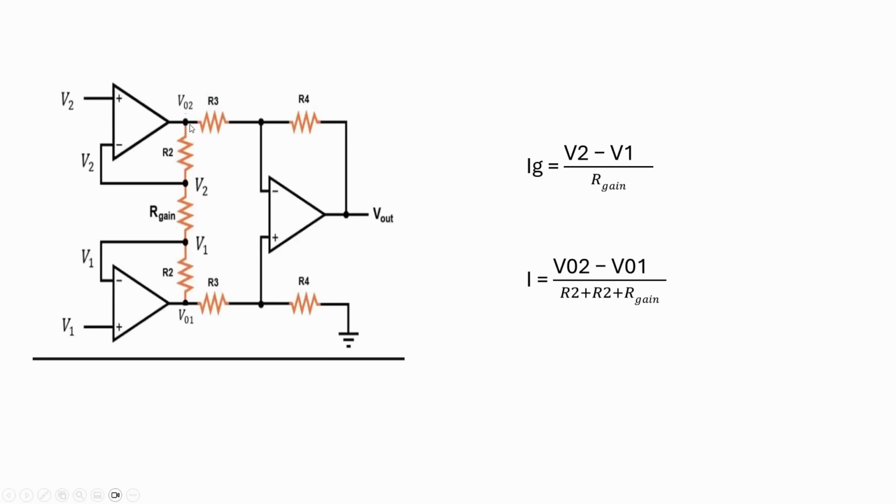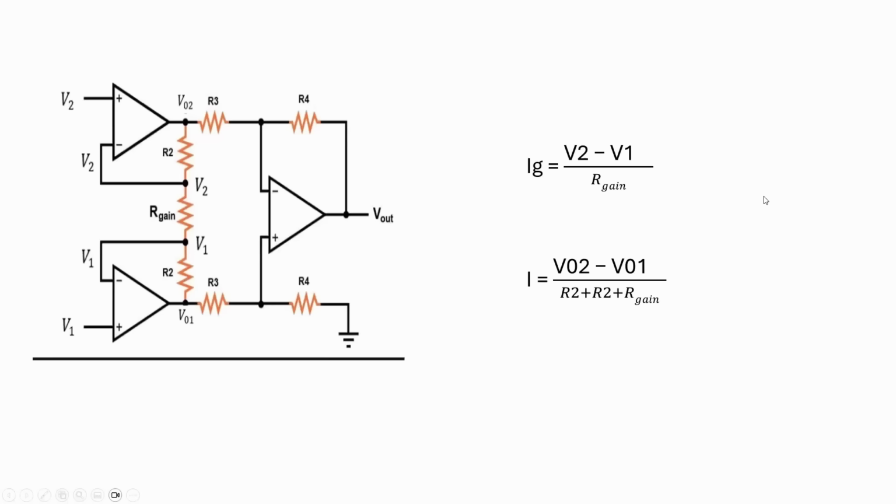Then we can find the current in this line, because there is no current flow into this V2 line, because there is no current flow into the op amps. So current only flows into this line. So we can find the voltage difference using VO2 minus VO1, then divide by the sum of the resistance R2 plus R gain. Then we can find the current flow into this line. So this current flowing into this line also flows through the R gain.